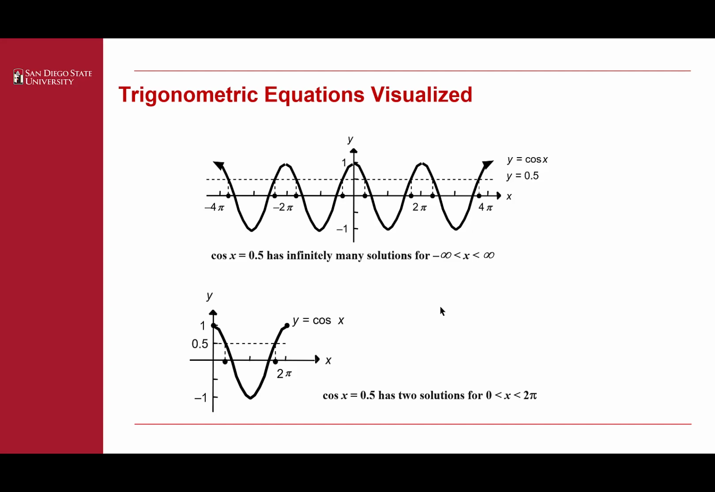And now we can observe the second figure below. Here, cosinus x equals 0.5 has two solutions for x between 0 and 2 pi. So this is just one original figure from the collection of wave signals we see above.